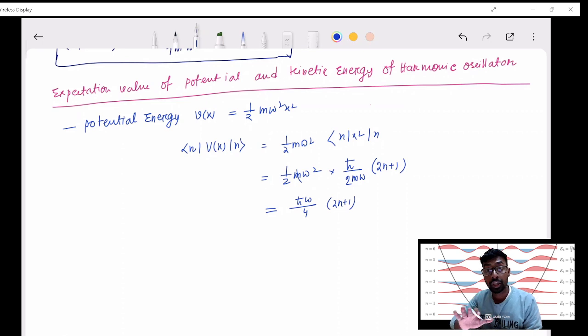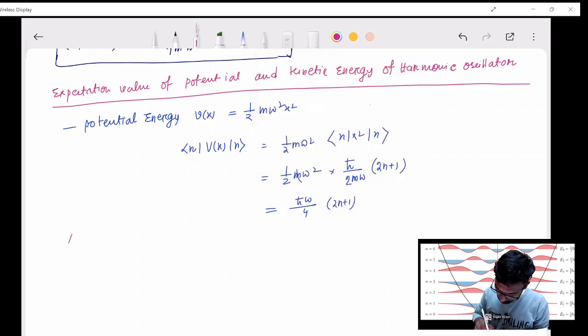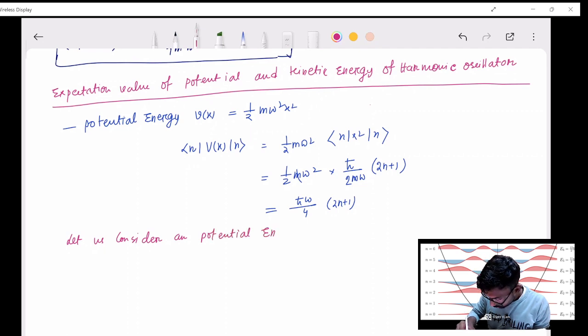You don't try to remember this result, you follow the steps. Don't try to remember this. You just follow the steps: how can I calculate the expectation value of the potential energy of harmonic oscillators? Okay. We take an example. Let us consider a potential energy of harmonic oscillators.